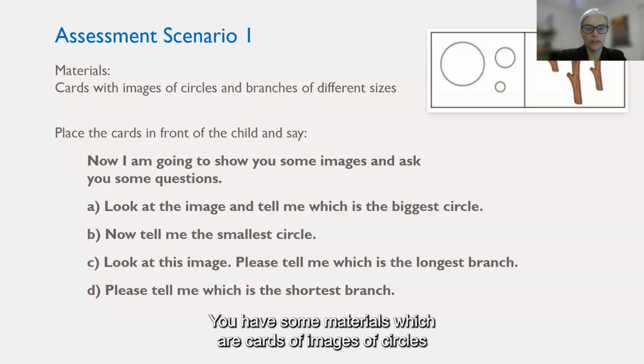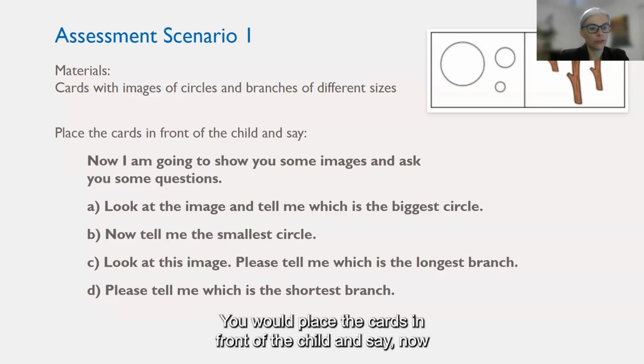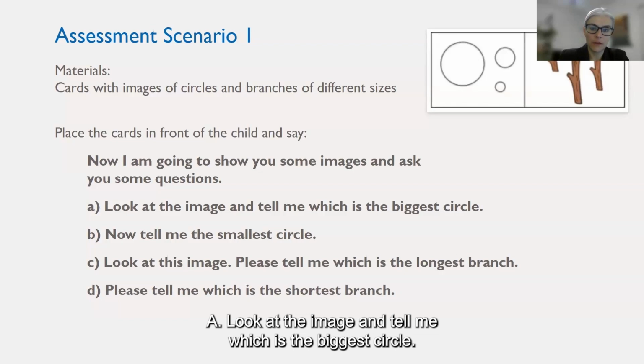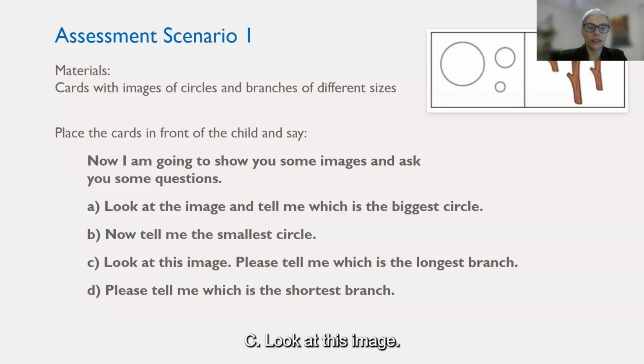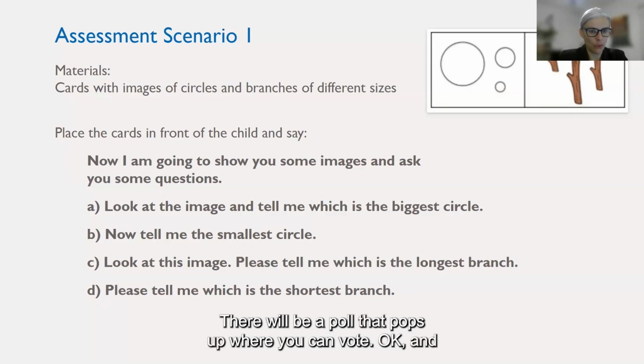You have some materials, which are cards of images of circles and branches of different sizes. You would place the cards in front of the child and say, now I'm going to show you some images and ask some questions. A, look at the image and tell me which is the biggest circle. B, now tell me the smallest circle. C, look at this image. Please tell me which is the longest branch. D, tell me which is the shortest branch. So what domain do you all think this assesses? There will be a poll that pops up where you can vote.